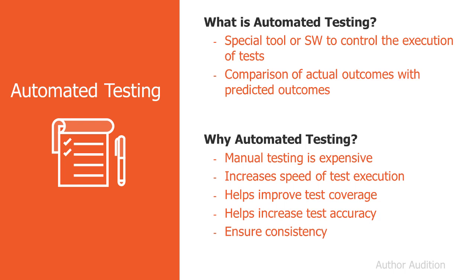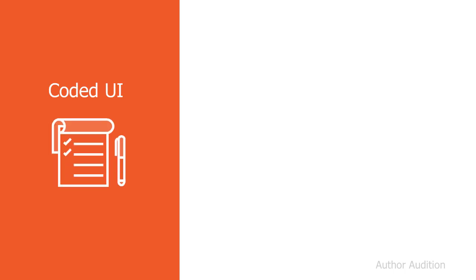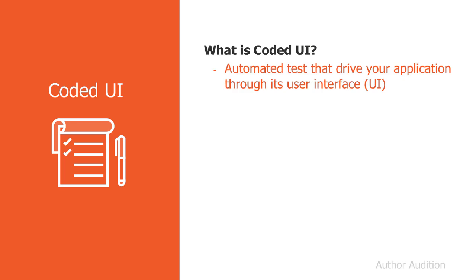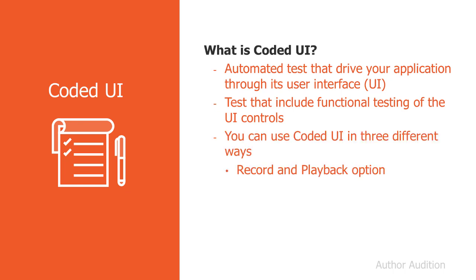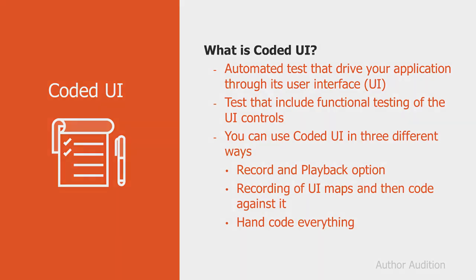Now let's discuss what is coded UI and how it helps to build test automation. Automated tests that drive your application through its user interface are known as coded UI tests or CUITs. It lets you verify that the whole application, including its user interface, is functioning correctly. Automated testing can be done using different technology, different testing tool, but for this class we are going to focus on coded UI with Visual Studio 2015. You can use coded UI in 3 different ways to automate your UI tests.